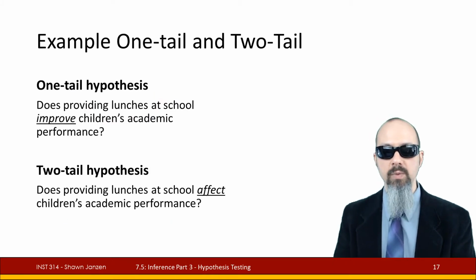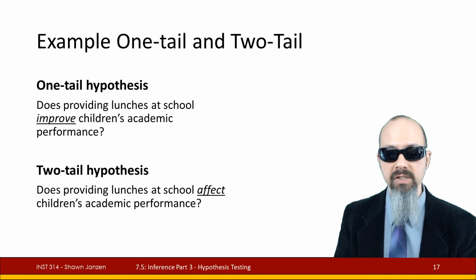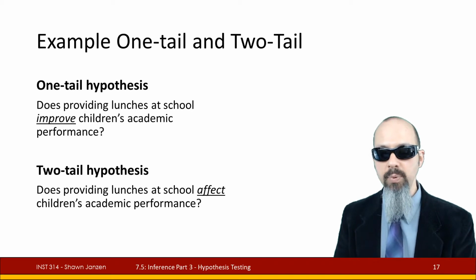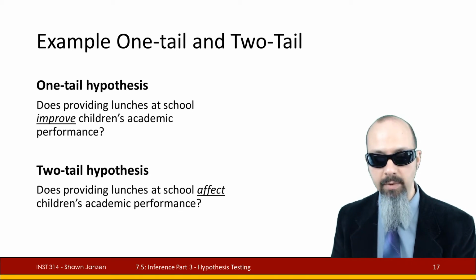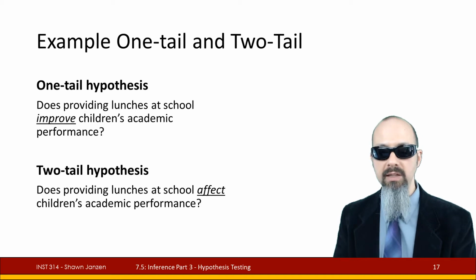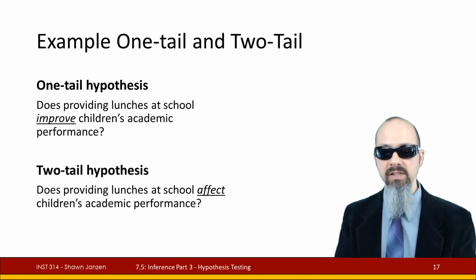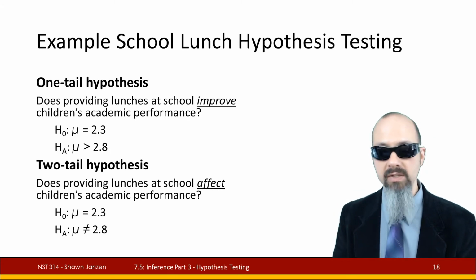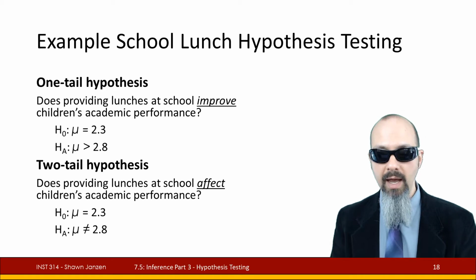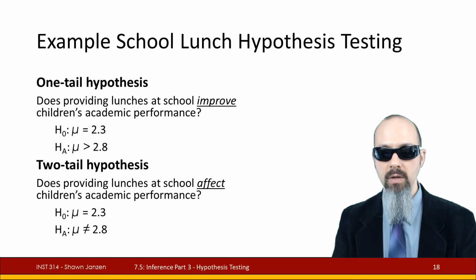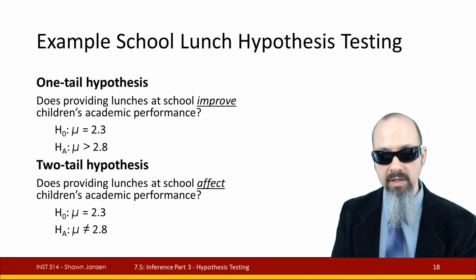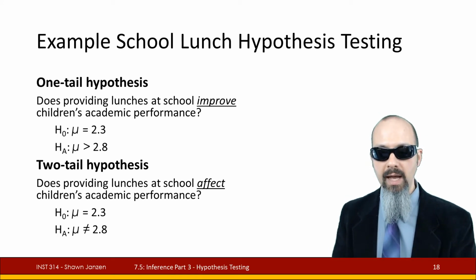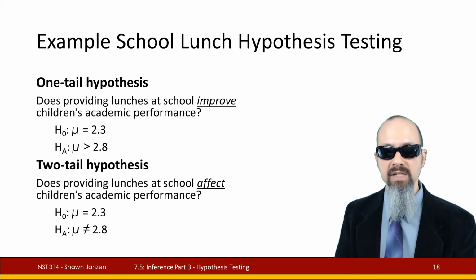A one-tail hypothesis would ask a question like, does improving lunches at school improve children's academic performance? A two-tail hypothesis would say, does improving lunches at school affect academic performance? Keep in mind, the one-tail hypothesis says we're just looking to see if there is an improvement. So if the average child's academic performance was, let's say, 2.3, and we had some hypothetical value, a score of 2.8, we could ask, is this 2.8 greater than? We're looking to see, does something improve?